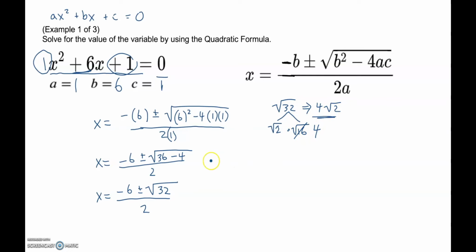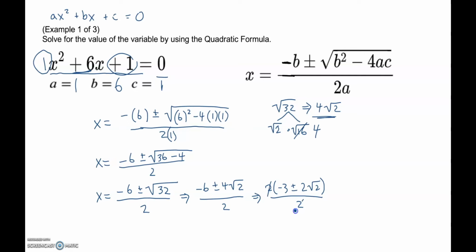Yes, we can. So let's rewrite this as negative 6 plus or minus 4 square root of 2 all over 2. From the top term, is there any greatest common factor that we can factor out? I believe 2 goes into both negative 6 as well as 4. So let's factor out 2. So this becomes 2 times negative 3 plus or minus 2 root 2 all over 2.